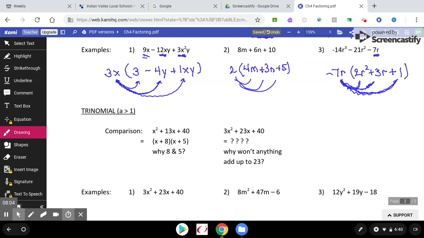But here's why that ended up being a good idea, putting this negative sign out in front. What are the signs of everything that's left inside the parentheses? They're all positive. So the fewer negatives, the better. You could have done positive 7r out here, but then all of these would have ended up being negative on the inside. Not as good. All right, but again, ultimately, if you want to check these, all you have to do is distribute them out, and you will know if you're right or not. Does it match the original? And it does.